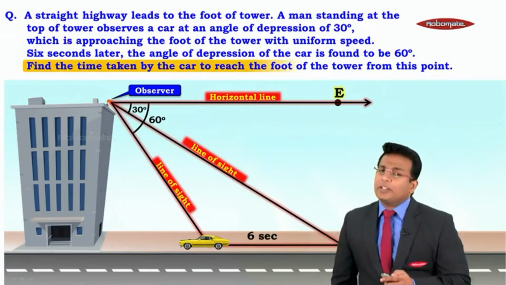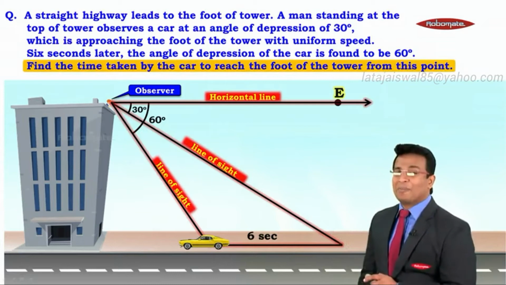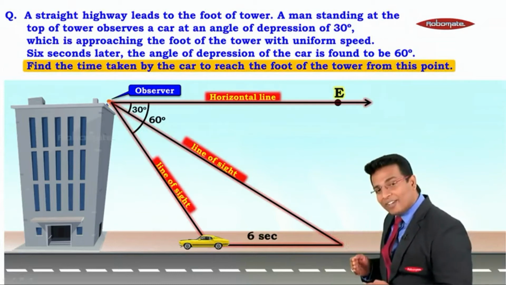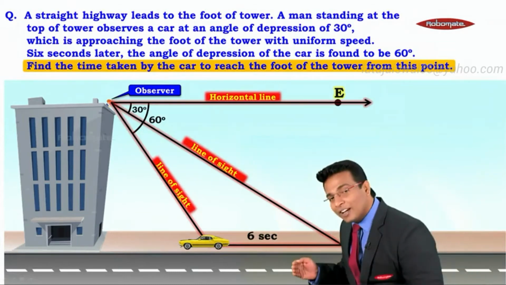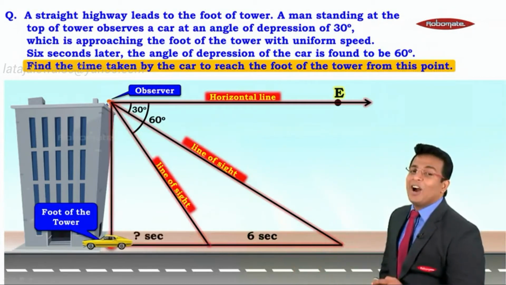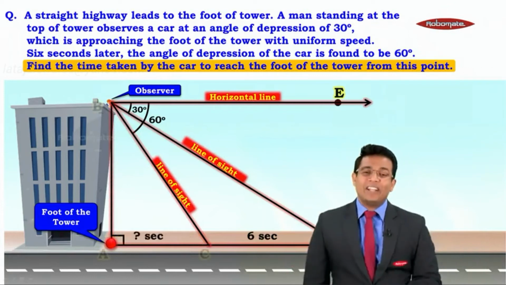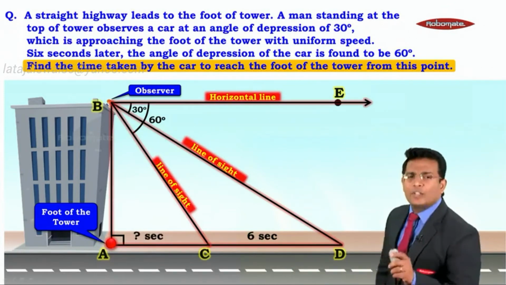The sum says further, find the time taken by the car to reach the foot of the tower from this point. So, from this point, if the car has to reach the foot of the tower, how much more time will it take? That means to reach that particular point, how many seconds more it will take. That is what we are supposed to find, right? Isn't that interesting, right? We have taken those points now.